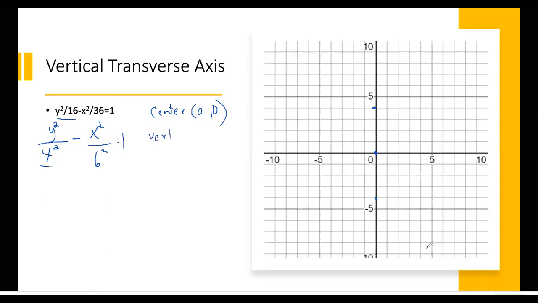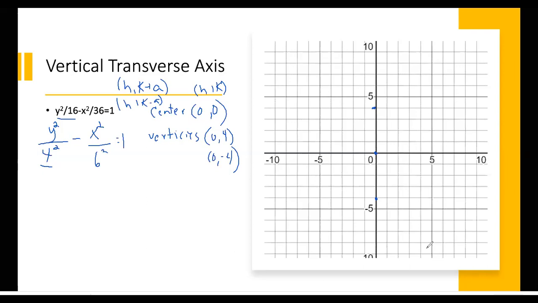So our vertices are going to be at 0, 4 and 0, negative 4. And if you're mathematical and you like this, usually there's equations. Your center is H, K, and if you have a vertical transverse axis, you have your H and your K plus your denominator under your y, and your H, K minus a. If you're an equation person, I'm going to ask when they post this video that they post the equations there.